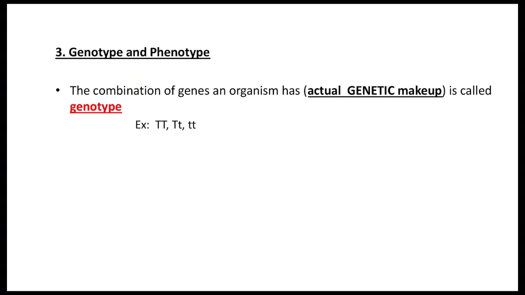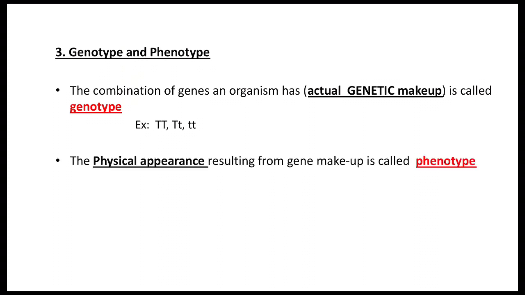Okay, so there is one more way of discussing this, and that is what is called genotype and phenotype. The combination of genes an organism has, its actual genetic makeup, is called the genotype. So this is what we represent as big T, big T, big T, little t, little t, little t. So if we could actually zoom in and look at the gene on the chromosome, this is what we would see. So this tells us what alleles and genes are present.